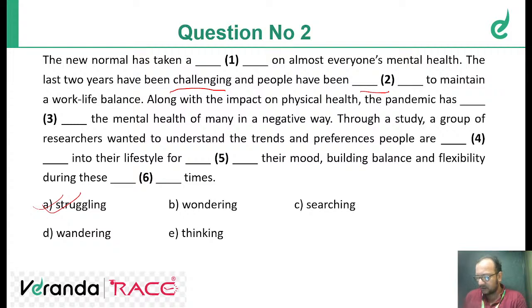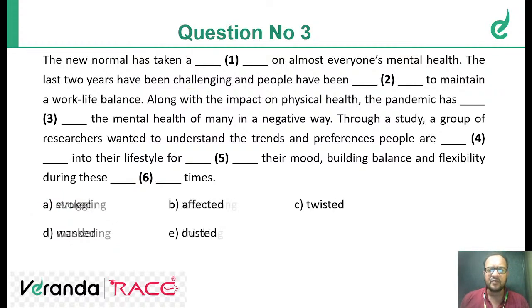Okay. So we have solved question number 1 and 2. Second number option has an answer of struggling. So what's the meaning of wandering? Wandering means roaming here and there. Along with the impact on physical health, the pandemic has dashed the mental health of many in a negative way. Affected. The only answer I get right now. The pandemic has affected.